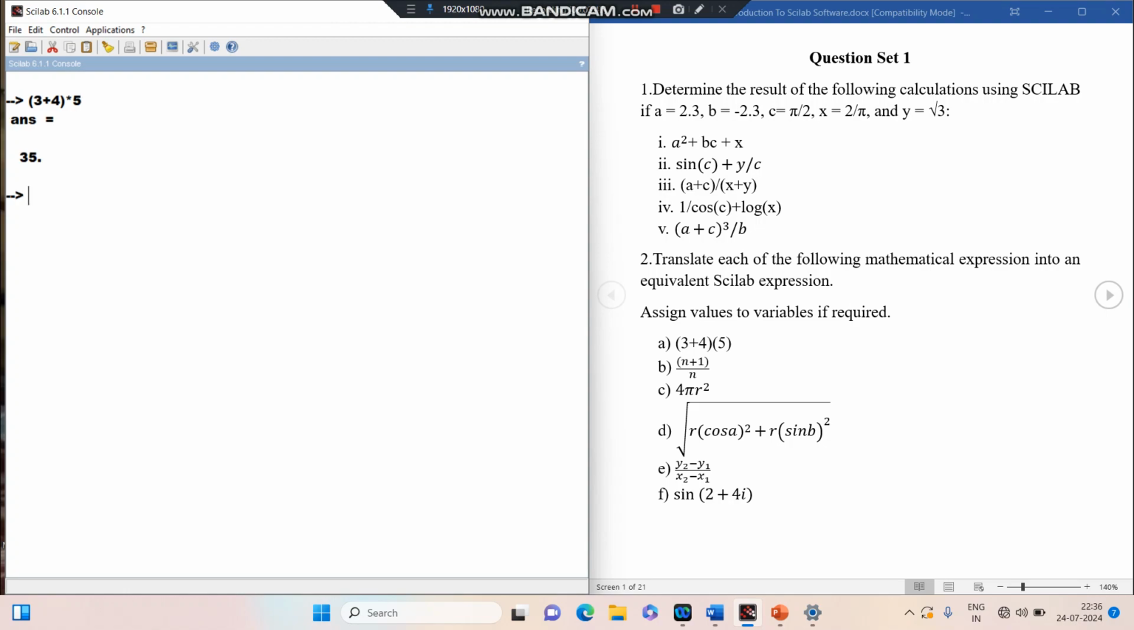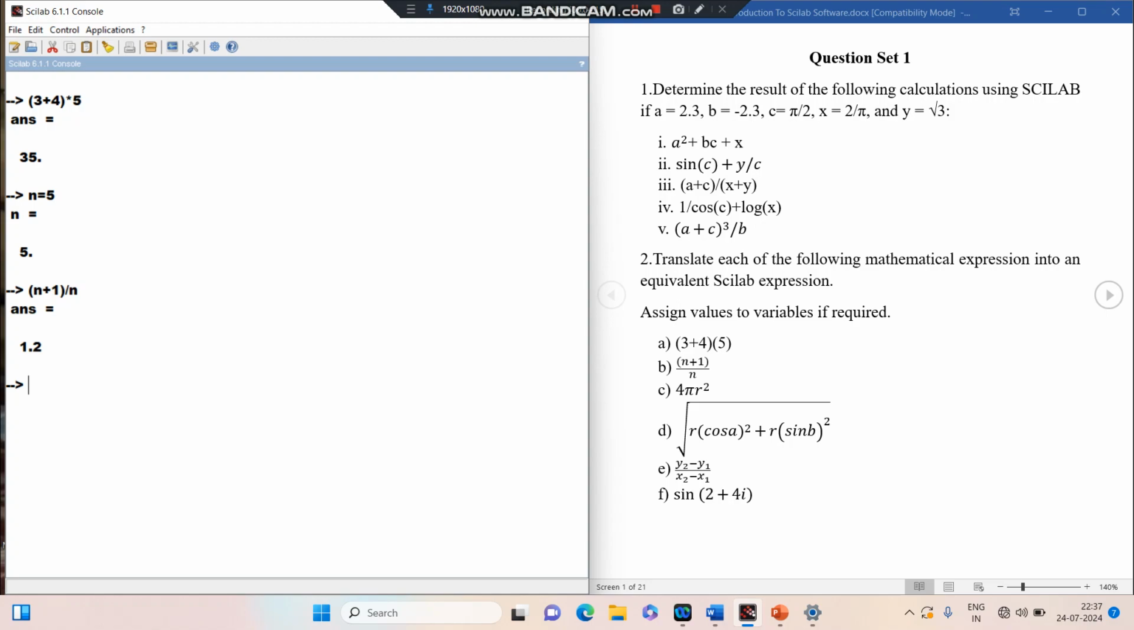Then we have n plus 1 divided by n. If we don't assign a value to the variable n, we are going to get an undefined variable error. So let us assign any value to n, any of your choice. N is equal to 5 we are going to take. Now n plus 1 divided by n, in the first bracket we should have n plus 1 and divided by n. So whatever is the answer.